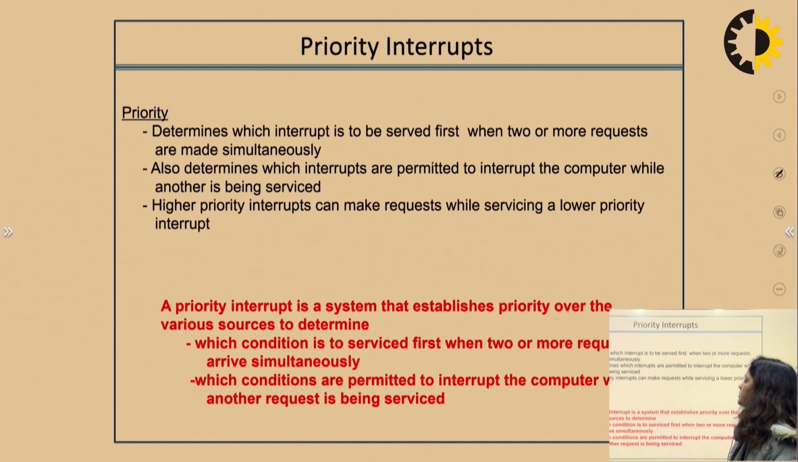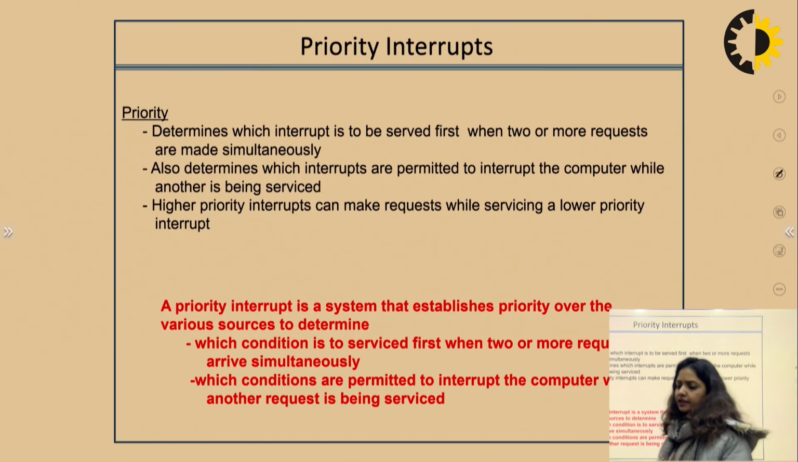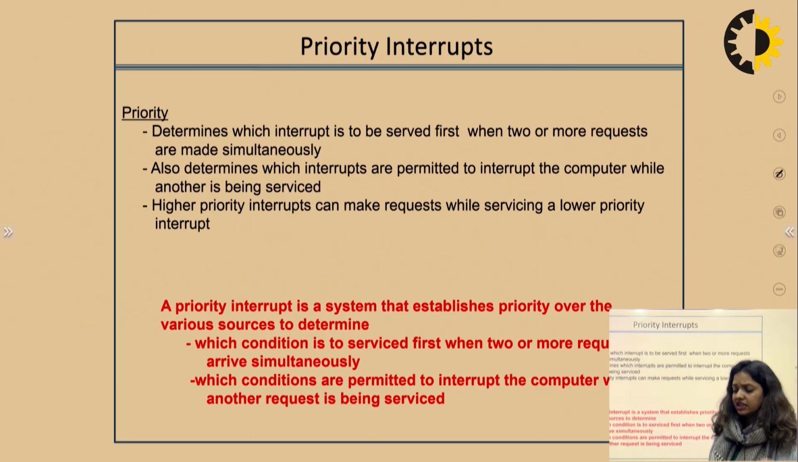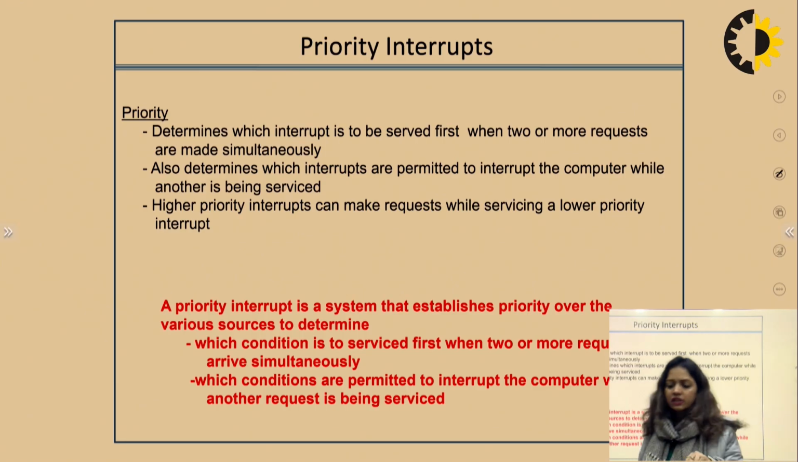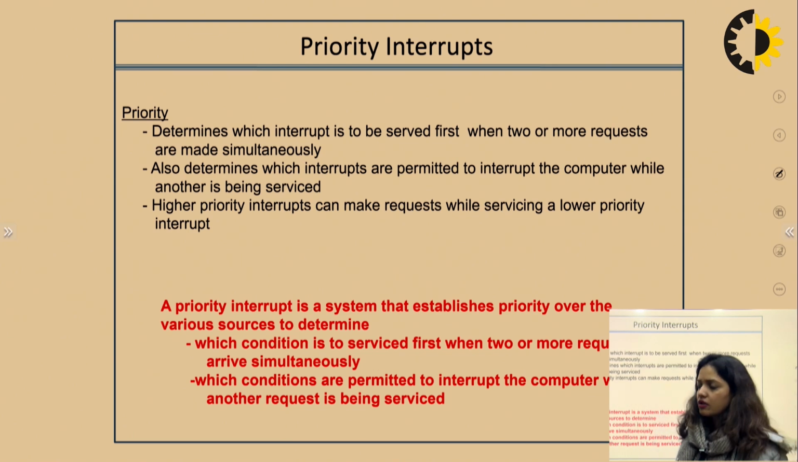A priority interrupt is a system that establishes priority over the various sources to determine which is served first. Suppose we have 3 to 4 devices connected in a system, like a mouse, a keyboard, and a printer. How is the system going to decide whose request is accessed and made functional first? It is not on the basis of first come first serve. It is on the basis of priorities. Certain priorities are set for those devices, and on the basis of that the particular device is served.